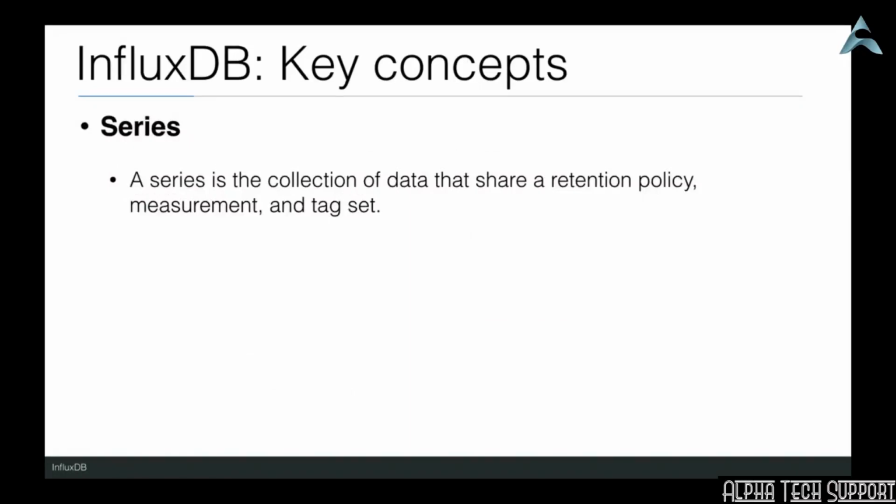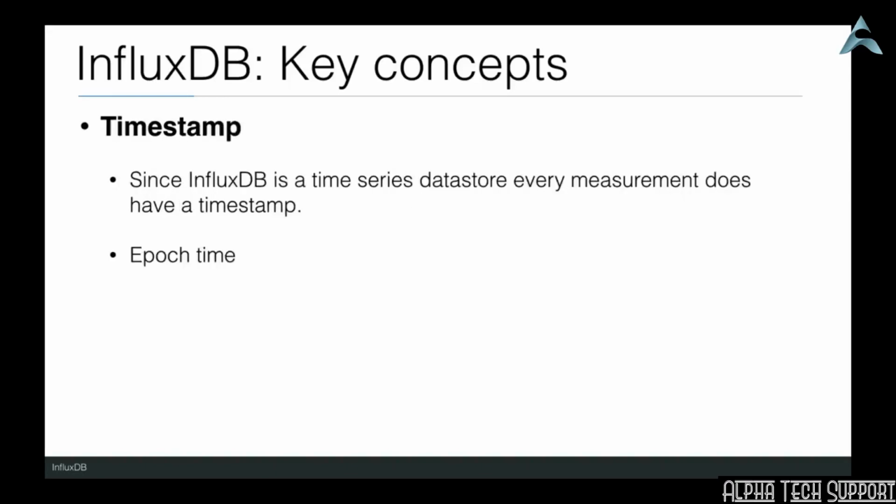A series is a collection of data that share a retention policy, measurement, and tag set. A timestamp. Since InfluxDB is a time series data store, every measurement does have a timestamp. A timestamp is expressed in epoch time. Epoch time is the number of seconds or milliseconds, depending on the resolution of your data, that has passed since the 1st of January 1970.